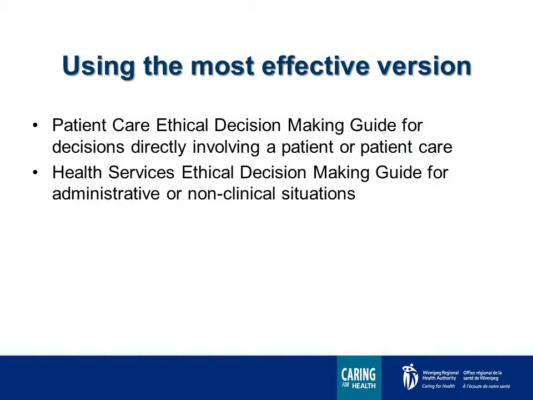You need to figure out which one is best for the situation that you're in. So you'll pick the Patient Care Ethical Decision Making Guide if your situation is a decision that directly involves a patient or patient care. So this is a clinical ethics tool. The Health Services Ethical Decision Making Guide is for more administrative or non-clinical situations. So if you're looking at something around a policy or resource allocation or something like that, you'll pick the Health Services Ethical Decision Making Guide. They're very subtle differences, but I'll talk about both of them as we go.